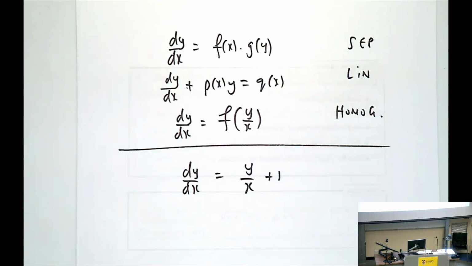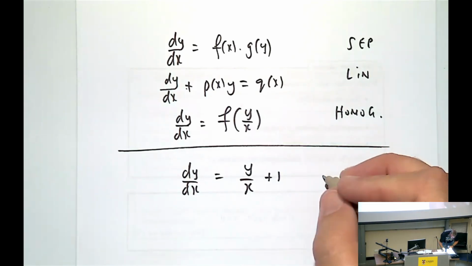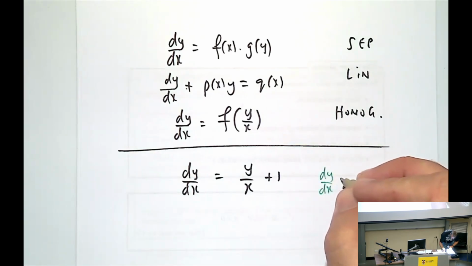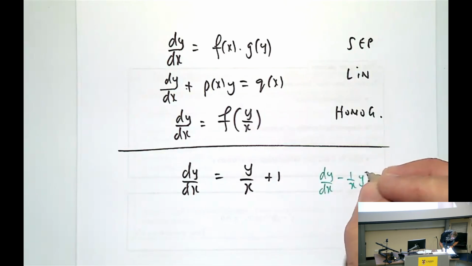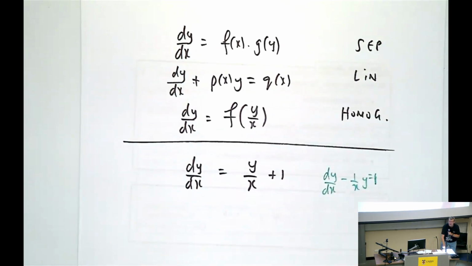But if I make a radical change, is it still separable? No. Is it linear? Yes, it's linear because I can write it like this. That's linear. Is it homogeneous? Yeah. So it's no longer separable, but it's still in two of the classes. It's still linear and homogeneous.